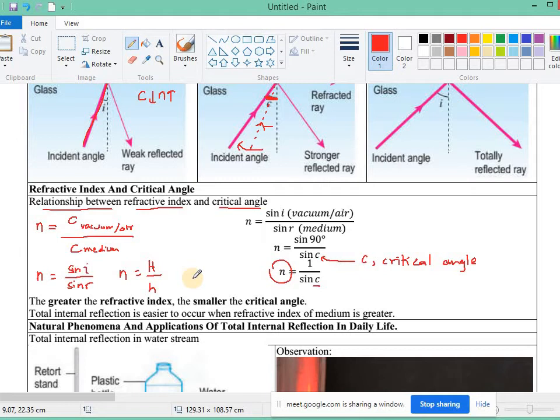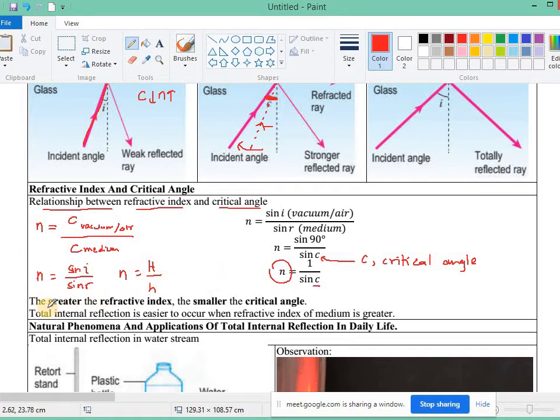Of course, for the same medium, let's say glass, the refractive index of glass, it doesn't matter whether you use speed of light, incident angle and refracted angle, real depth and apparent depth, or critical angle, you will be able to get the same number. Understand?